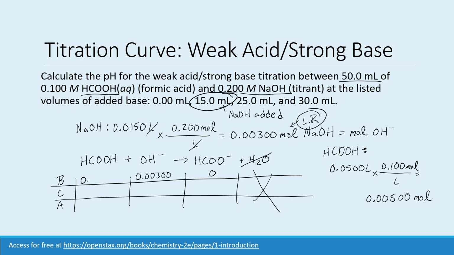And we can plug that into our BCA table, so 0.005, and subtract out the limiting reactant until there's nothing left. So that's minus 0.003, which gives us nothing left over, and then minus 0.003 will leave us with the 0.002. And then of course that will give us the same amount as the change for the amount of conjugate base that we have left over. So that's 0.003.